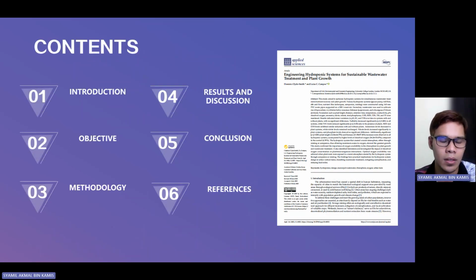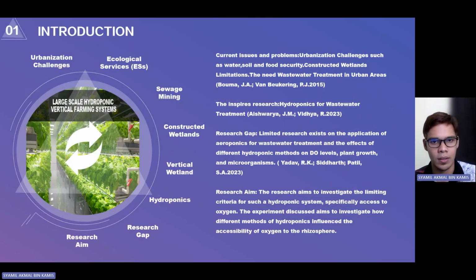Firstly, this is the table of contents in my article review: introduction, objective, methodology, result and discussion, conclusion and reference. Next, for the introduction, the key points are the urbanization challenge, ecosystem services, constructed wetlands, vertical wetlands, hydroponic research, the research gap, the research aim, and current issues and problems.